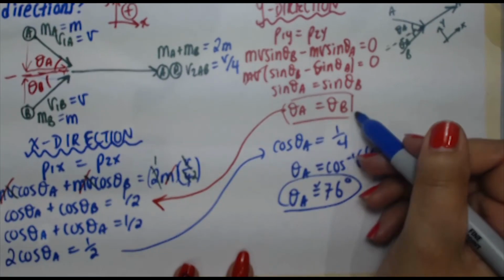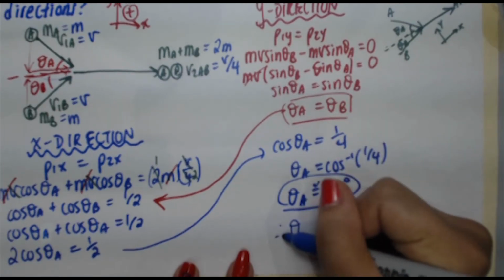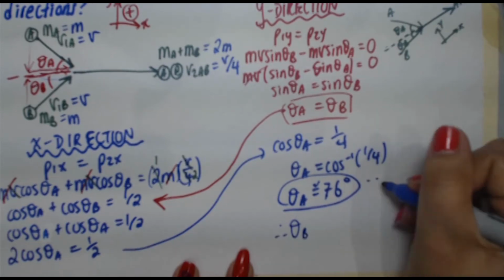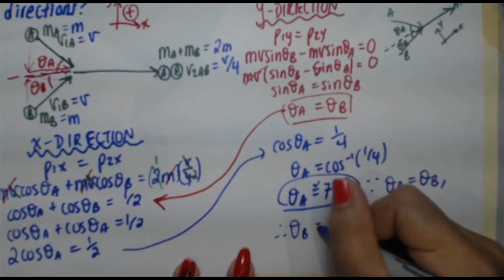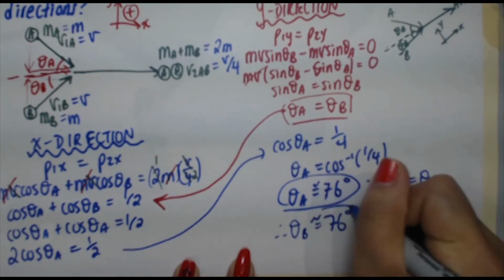Theta B, we said that theta A equals theta B, so therefore, since theta A equals theta B, theta B is also equal to 76 degrees.